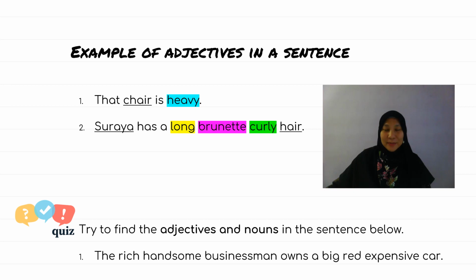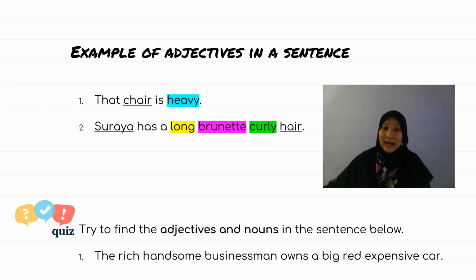Here are some examples of adjectives in sentences. The words underlined are nouns, and the highlighted words are adjectives. As has been mentioned before, adjectives are used to describe the referred noun. Example number 1. Chair is the noun, and heavy is the word describing the condition of the chair, known as an adjective.